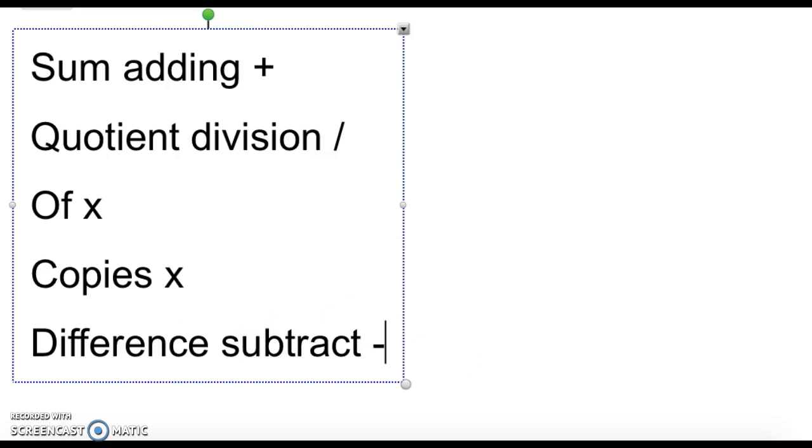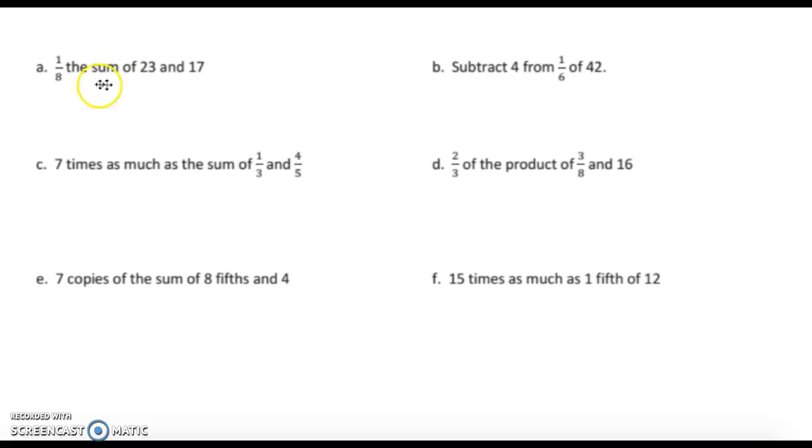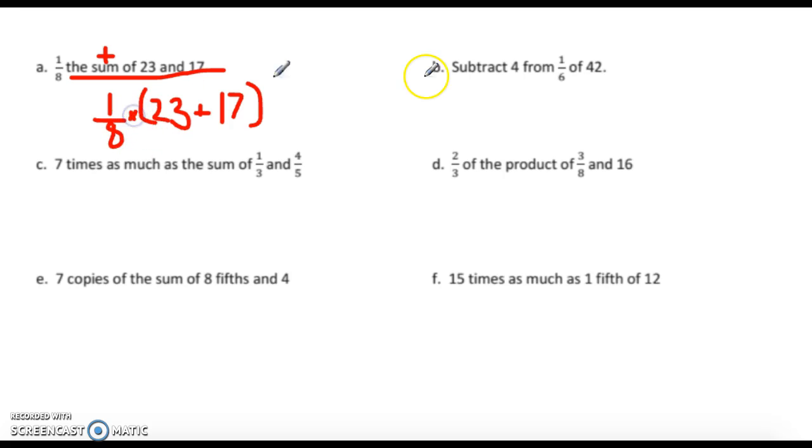So going into that, let's look at some questions that you did on your homework in the first half of Module 4 and see if we can practice this skill. So 1/8 the sum of 23 and 17. Right here, I know that sum means I am adding. Well, what am I adding? It says the sum of 23 and 17. I'm taking 1/8 of that. So that tells me the first thing I have to do is add 23 and 17, because I'm taking 1/8 of what this is together. So if I'm doing this first, I need parentheses in order to do that. And then I'm saying 1/8 of this, or 1/8 times that number.